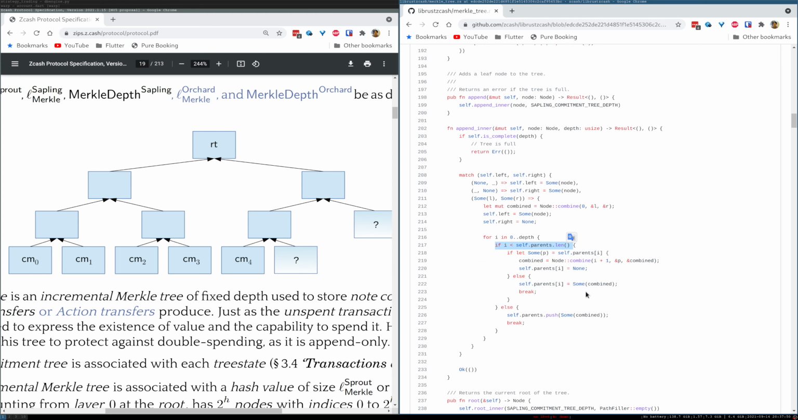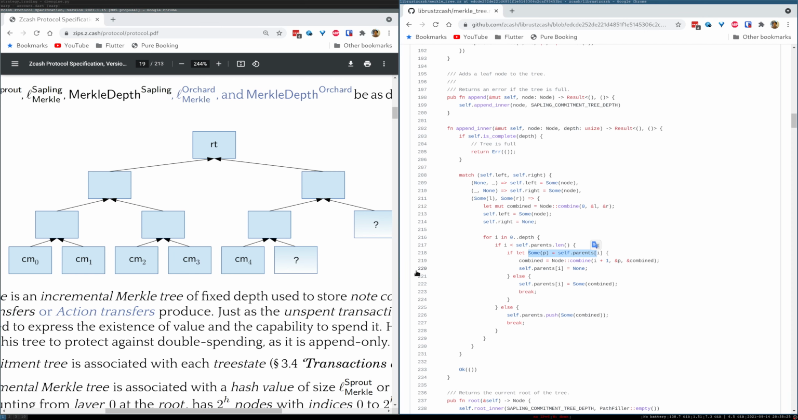And if the parent has a value, so this is the case for example, we are combining CM2 and CM3 together, and we have this combined value, and we already have a parent here. So we have already this node. So we know that if we have already a parent at this level, then we have to combine them. We have to keep combining. This is the logic here. We have to keep combining parents as long as the parent is not none.